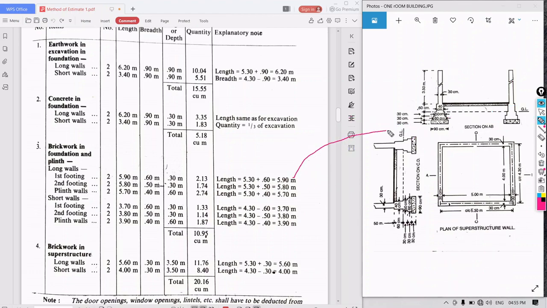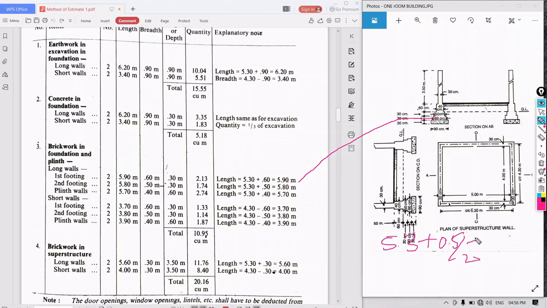So this is for the first footing here. This one, 60 centimeter, is there, no? This is for the first footing. Next, for the second footing, what is the center line length? We know the center line length is 5.3 plus the width of the second footing, that is 50 centimeter, so 0.5 by 2.